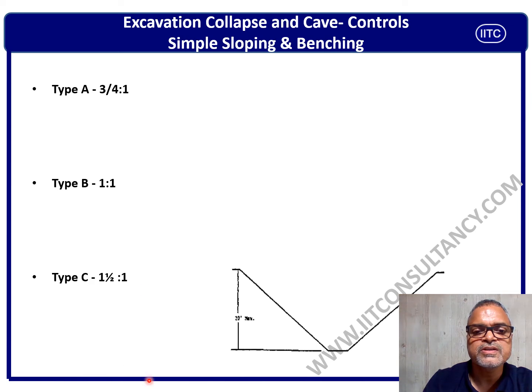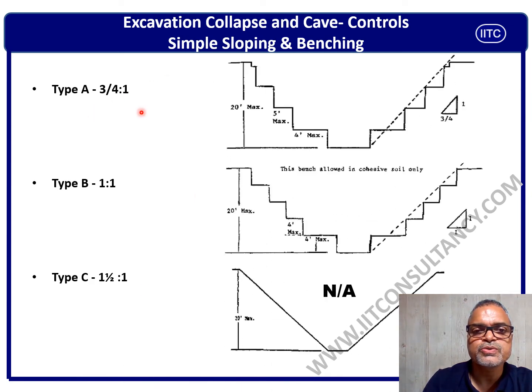Here in this slide you can see the various soil types and the angles. You can go through this at your convenience. Type A 3/4:1, type B 1:1, type C 1 1/2:1. You can go through this as per your time convenience.